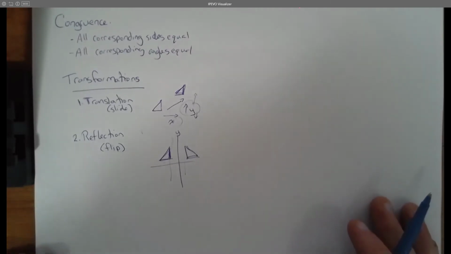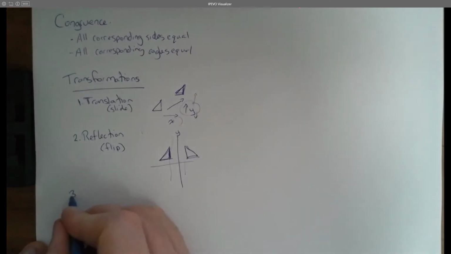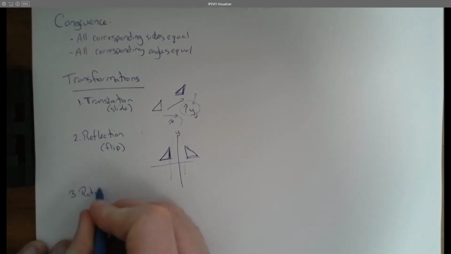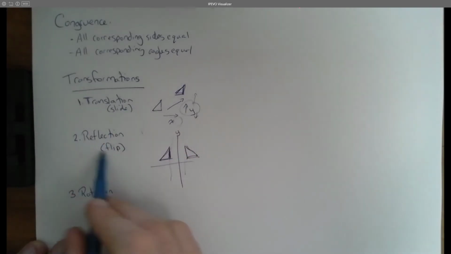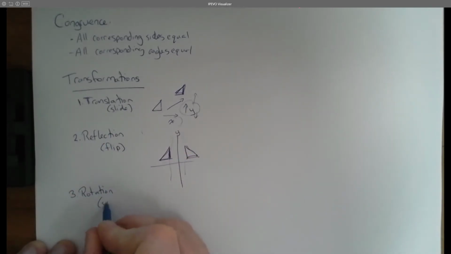And then the next part, after reflection, and this is one that some of you may have struggled with a little bit more, a rotation. And a rotation, if a translation is a slide, reflection is a flip, rotation is like a spin.